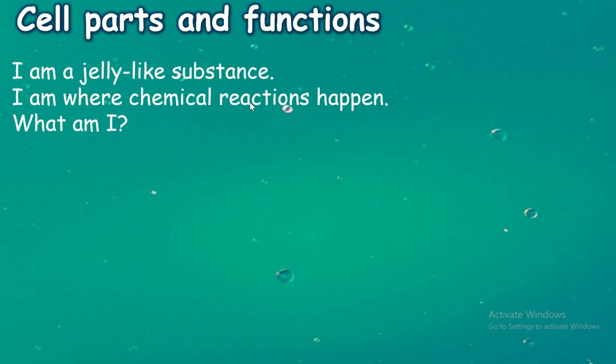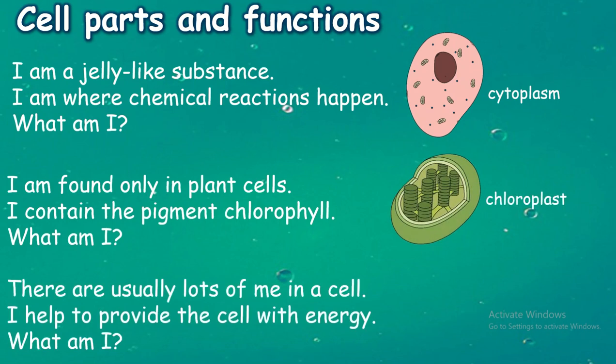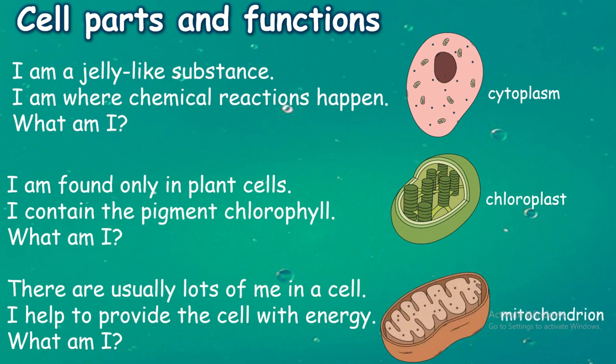Now recall your previous knowledge and answer these statements. I am a jelly-like structure. I am where chemical reactions happen. What am I? So the answer is cytoplasm. I am found only in plant cells. I contain the pigment chlorophyll. What am I? So it is chloroplast. There are usually lots of me in a cell. I help to provide the cell with energy. What am I? So the answer is mitochondria.